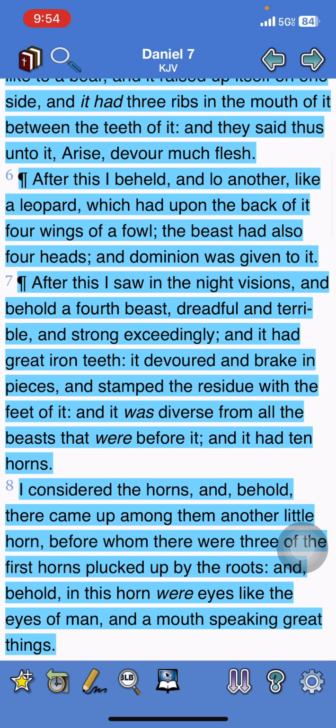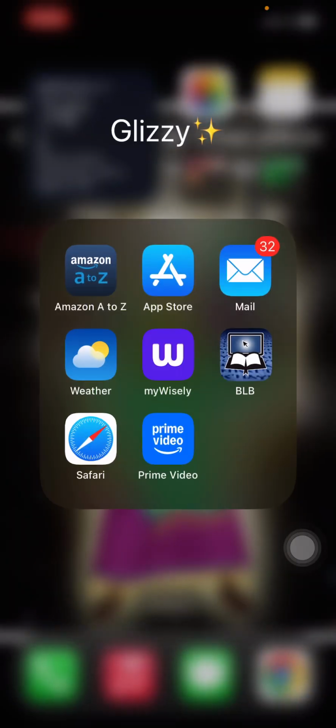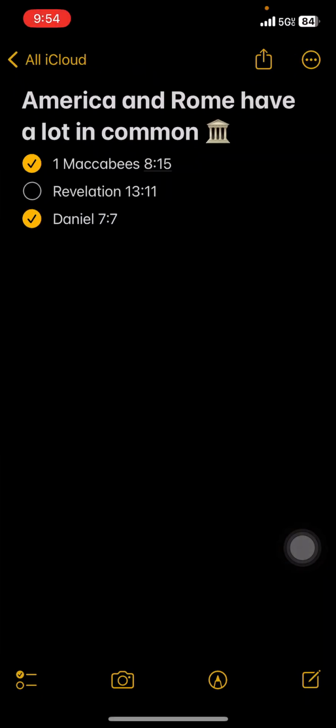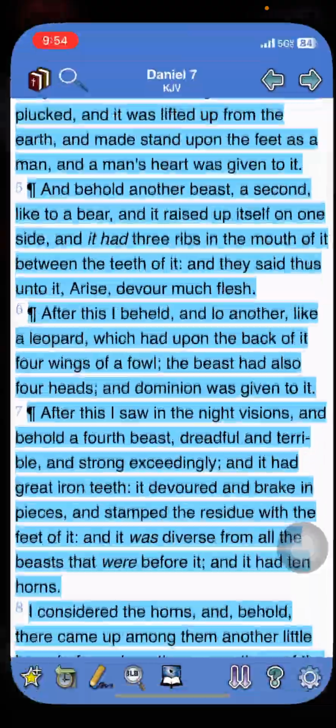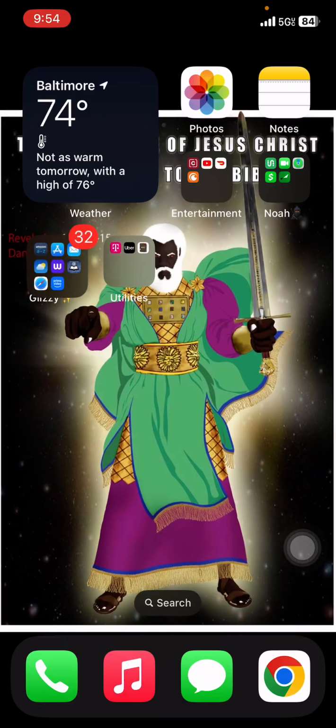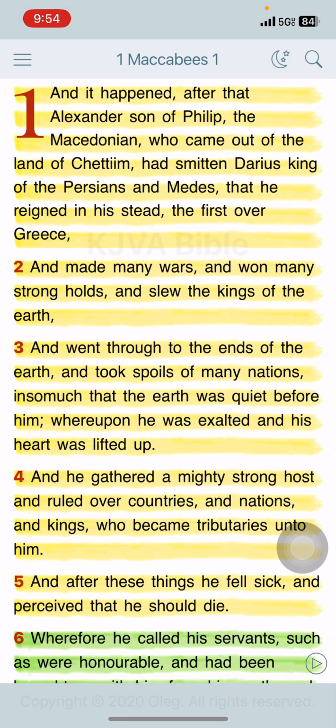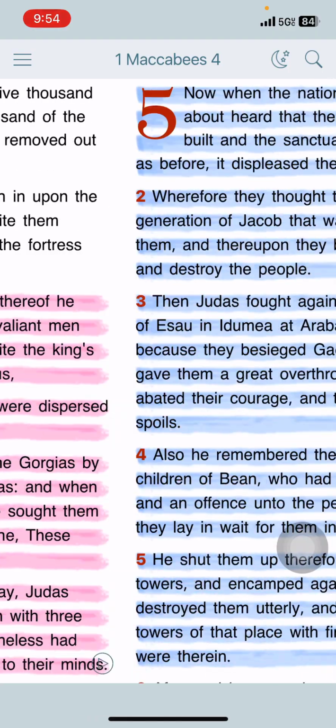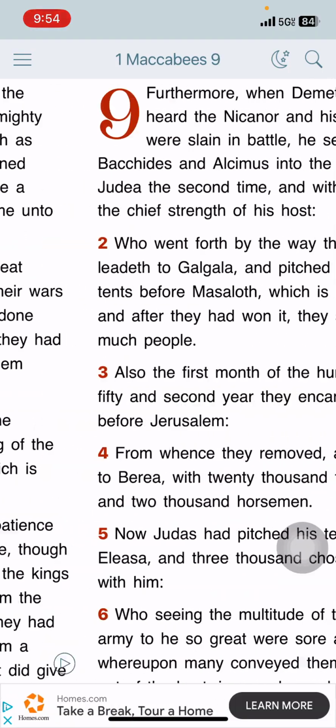So this is the fourth beast in Daniel 7, and that strong. Their army was very, very strong. You know, they had a very strong army, man. Right? Let's get First Maccabees 8. This is First Maccabees chapter 8. I'm gonna read a couple of verses, then I'm gonna drop down to the point.